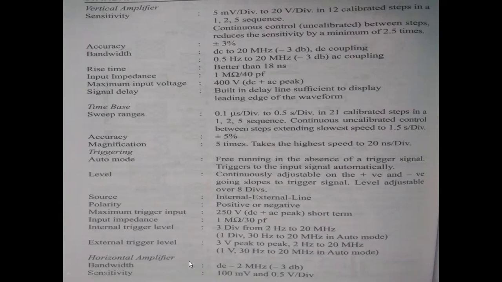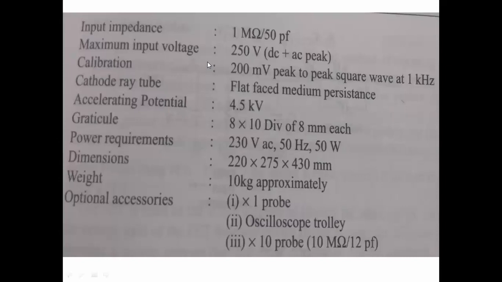And coming to the horizontal amplifier, its bandwidth is DC to 20 megahertz, and the sensitivity is 100 millivolts to 100 millivolts and 0.5 volts per division. For the horizontal section we have an input impedance of 1 megaohm and 50 picofarads, and the maximum input voltage is 250 volts. We have a calibration option, that is 200 millivolts peak to peak square wave at 1 kilohertz.